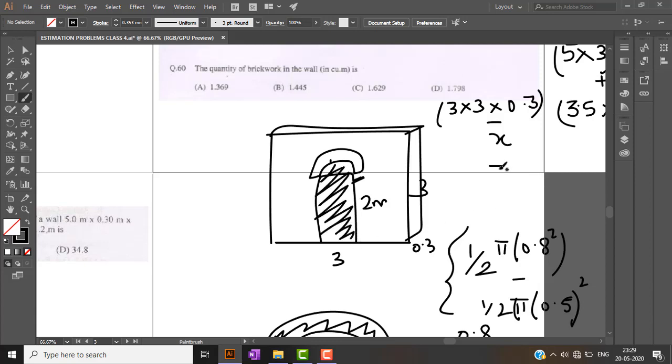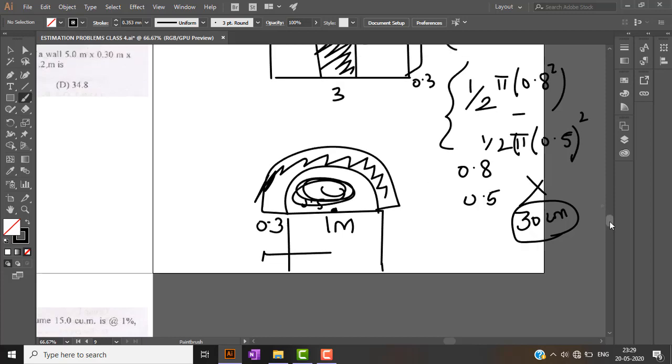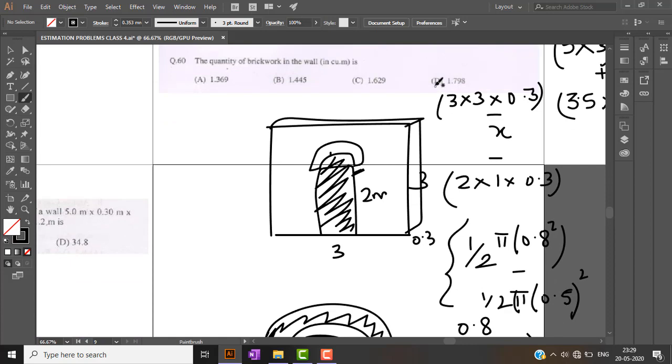Okay, open area is nothing but this door area, which will be 2 into 1 into 0.3, and this semicircular area you should also subtract, that is half pi r square, half pi 0.5 square. So when you solve all these equations, you will get the answer. You have to just play with volumes, it's just addition and subtraction. Okay, it's not a big deal.